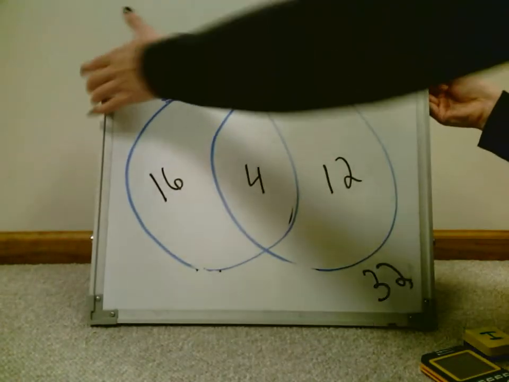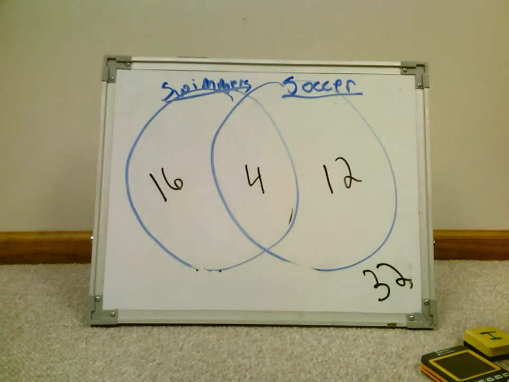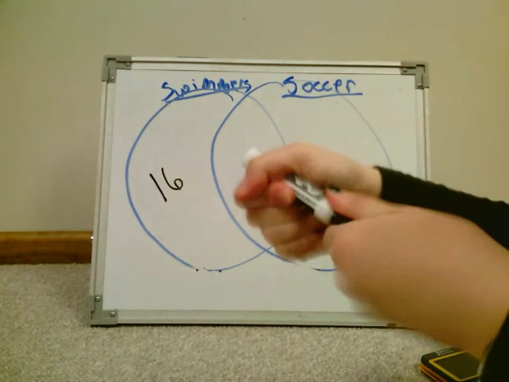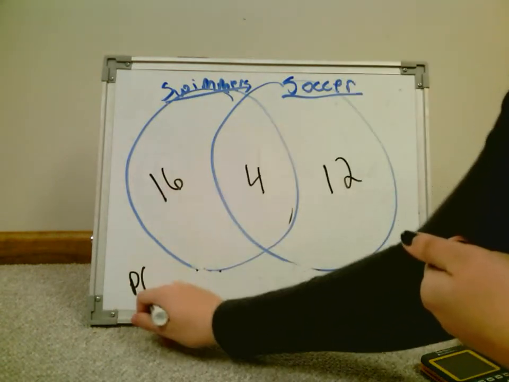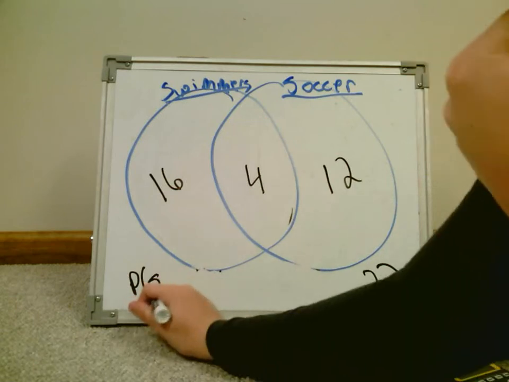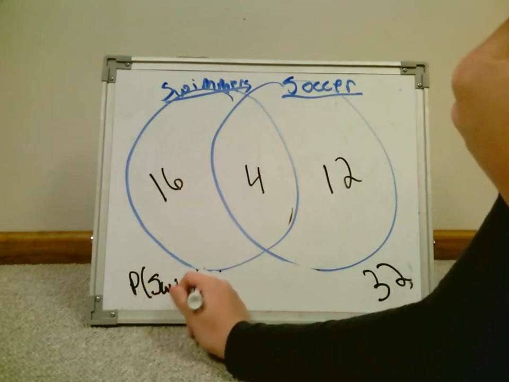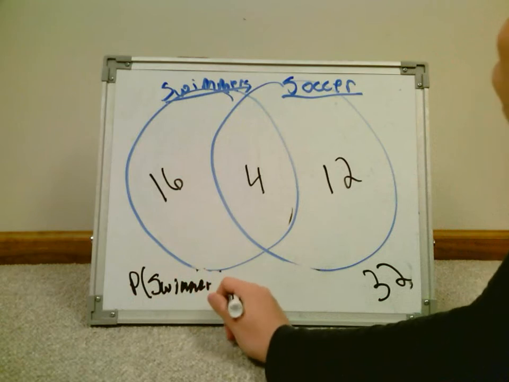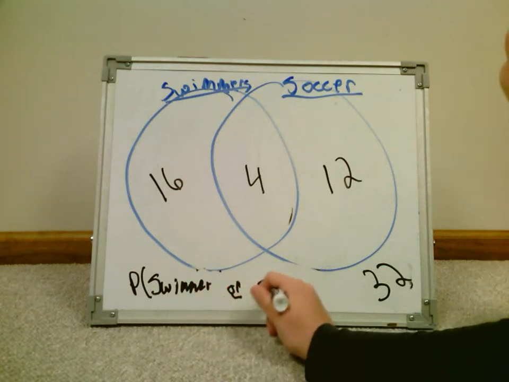So let's come back to the swimmers and the soccer players for a second. If I asked you, and you can write this down on a piece of paper if you want, what is the probability of selecting a swimmer or a soccer player?